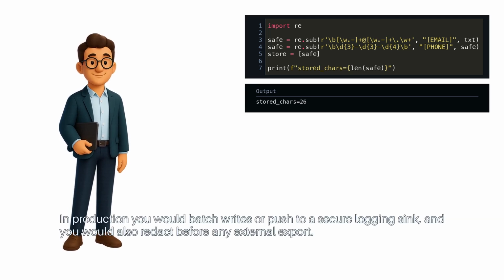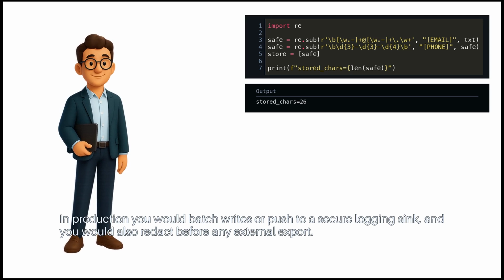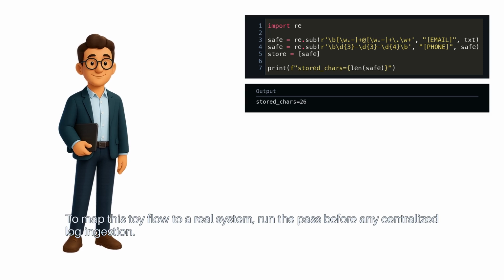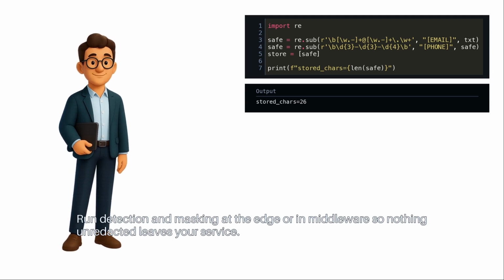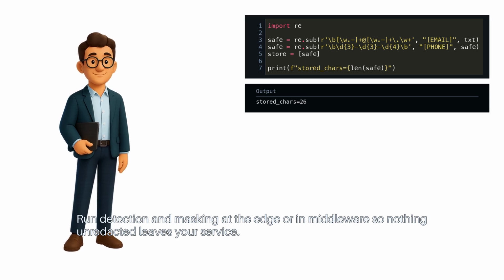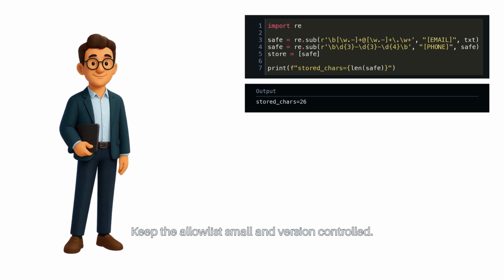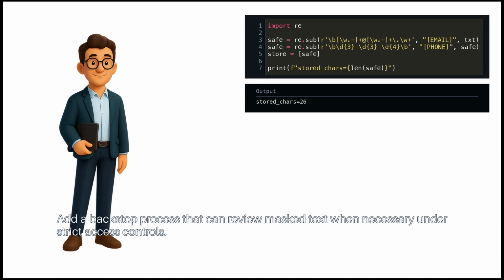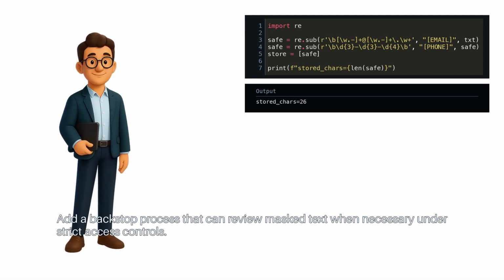In production, you would batch writes or push to a secure logging sink, and you would also redact before any external export. To map this toy flow to a real system, run the pass before any centralized log ingestion. Run detection and masking at the edge or in middleware so nothing unredacted leaves your service. Keep the allow list small and version controlled. Add a backstop process that can review masked text when necessary under strict access controls.